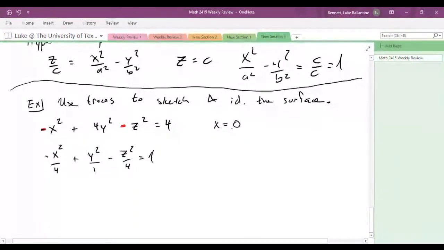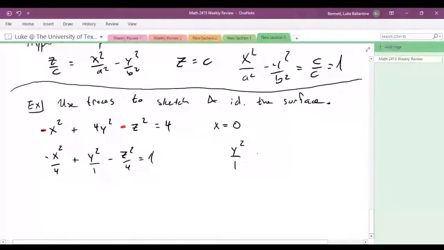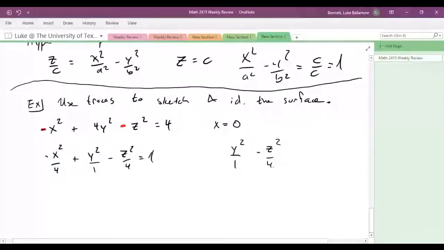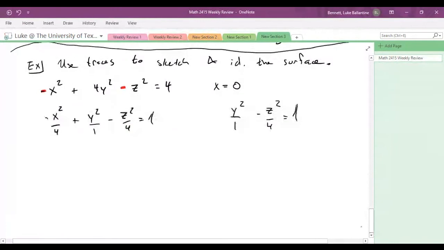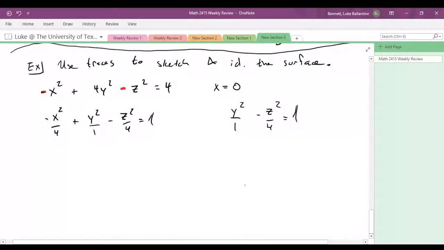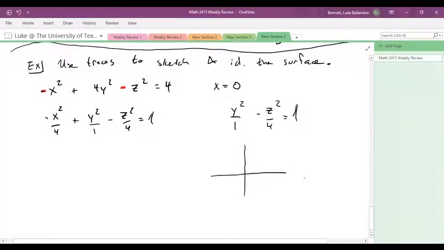Now let's do x equals 0. We get x equals 0, that term cancels. Then we get y squared over 1 minus z squared over 4 is equal to 1. Okay, now I'm going to have the independent variable being y and the dependent variable being z. That's just how I choose to do it. This is a hyperbola. Now, what are the coordinates of the vertices?